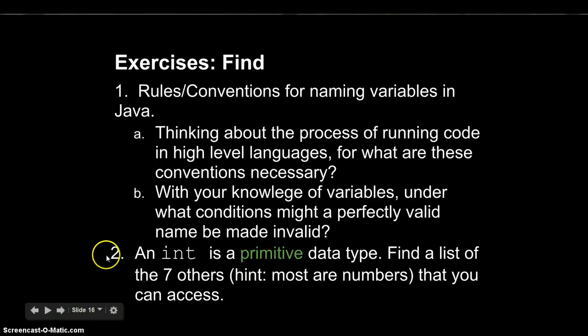But okay, and then 2, an int is a primitive data type, right? We said that to declare variables we need a type of data. Well, as it turns out, Java has more than one data type. So for primitives, there are 7 others. And so find a list of those that you can access because we'll be using them later.